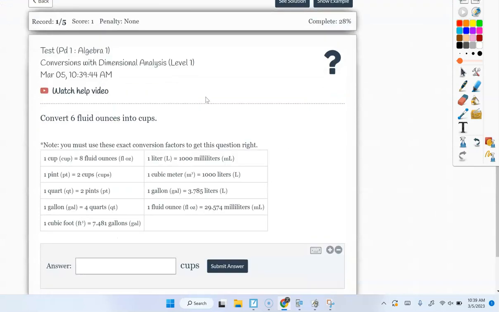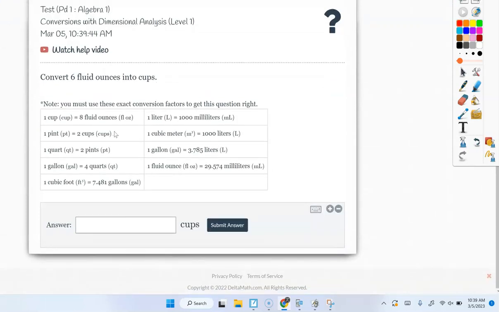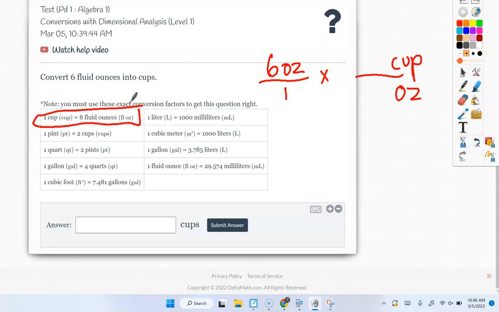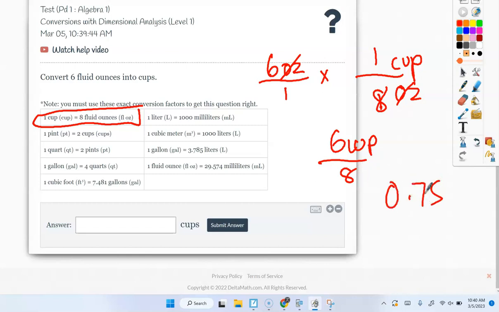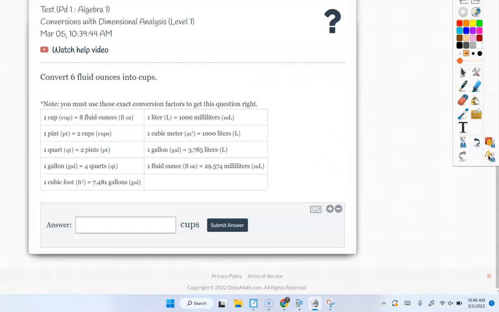Yes. This time we're going to turn ounces into cups. So right now I have 6 fluid ounces, and I want to have it in cups. In order for that to happen, I have to have a comparison of cups and ounces, which I have here. And 1 cup equals 8 ounces. So I'm going to get 6 over 8, and 6 divided by 8 is 0.75. Ooh, it didn't ask me to round this time. So I'm going to type that exactly as it is, 0.75.